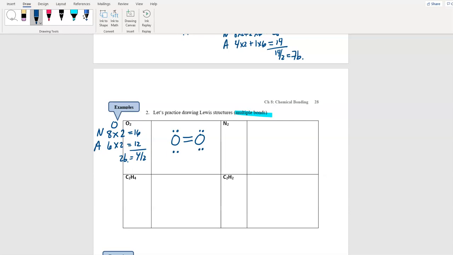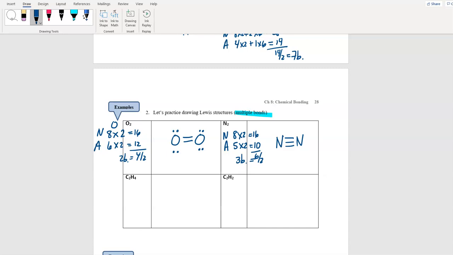What about nitrogen diatomic? Okay. So nitrogen diatomic, I have 8 times 2, 16. But nitrogen has 5 times 2. Subtract, divide. Now he's got 3 bonds. No brainer. I got 2 nitrogens sitting by each other. Triple bond.